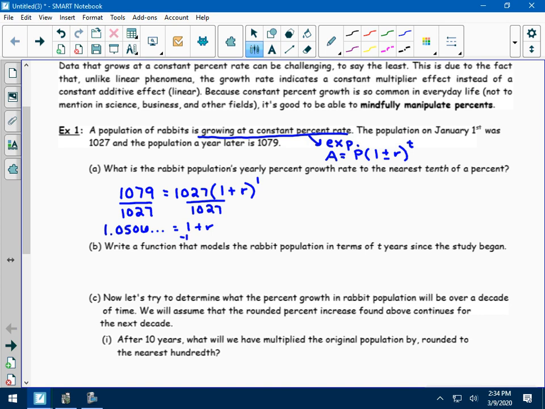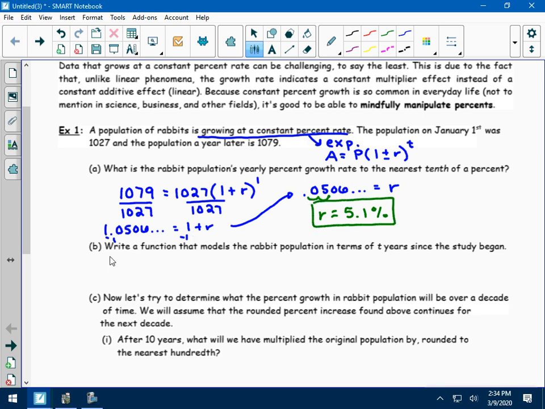We're going to subtract the 1. This should look similar to what we did last class. 0.0506 equals R. And if I want the nearest tenth of a percent, remember that just means I move my decimal place 2 places to the right. So it's going to be R is about equal to 5.1%. I'm doing the nearest tenth there.